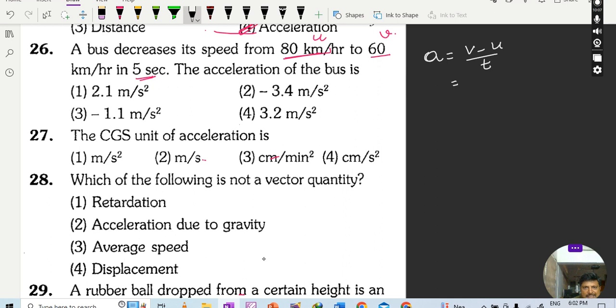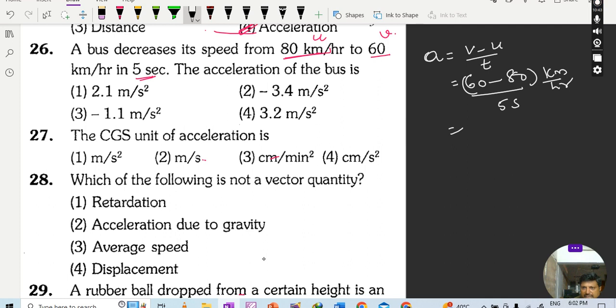Here, observe, speed is decreasing. Speed is decreasing means brakes are applied. So the acceleration must be negative, because the acceleration is opposite to the direction of motion of the body. That means the answer should be negative. So in place of v we write 60 kilometer per hour minus u, 80 kilometer per hour. So 60 minus 80 kilometer per hour, and time is 5 seconds. Here the change in velocity is in kilometer per hour, and time is in seconds.